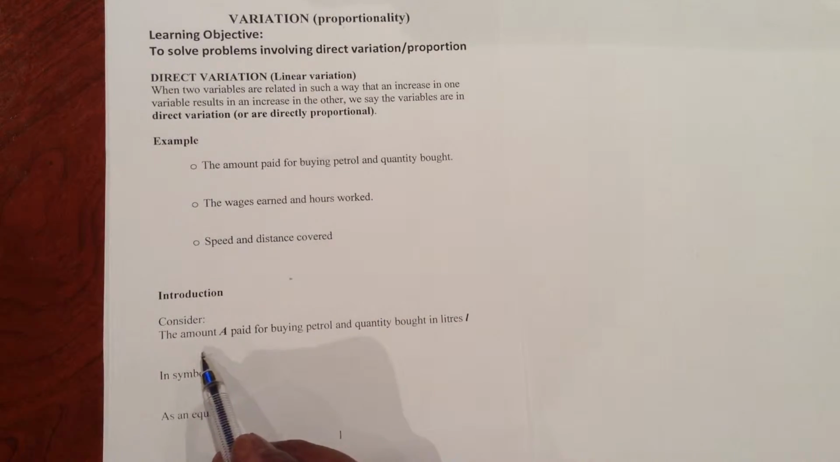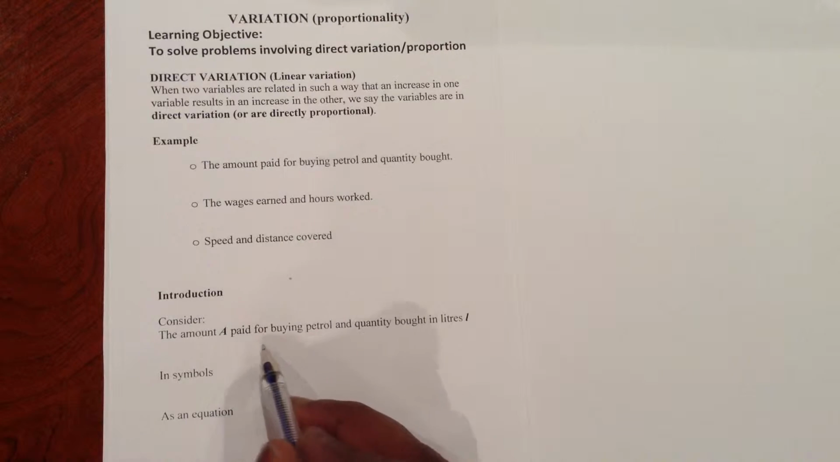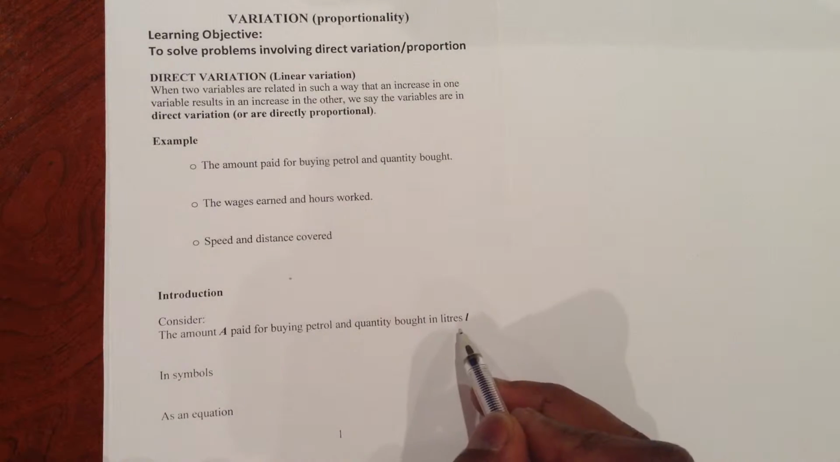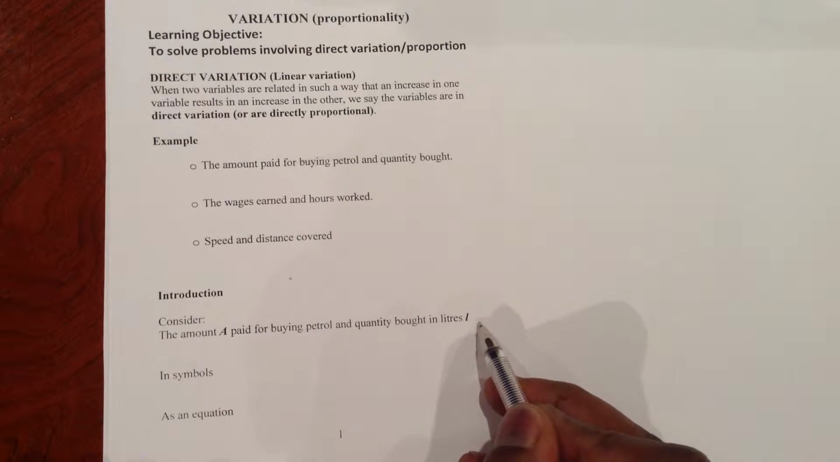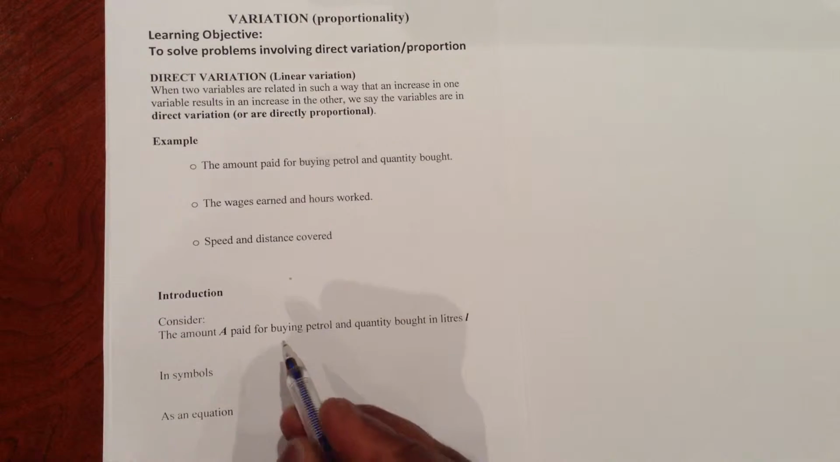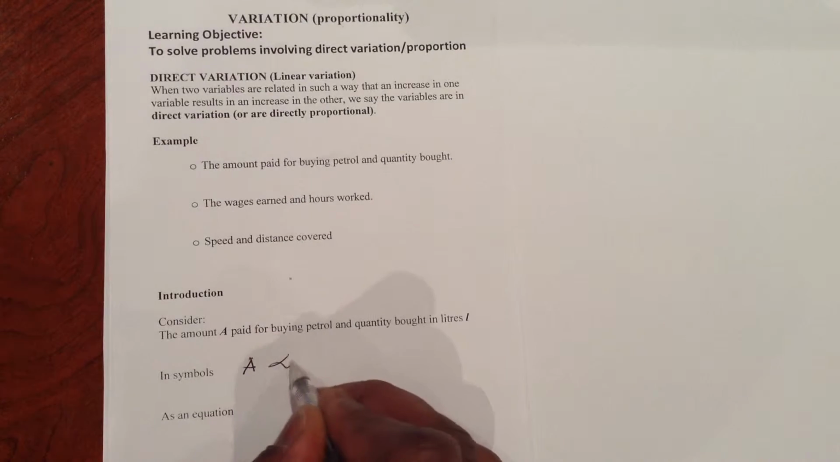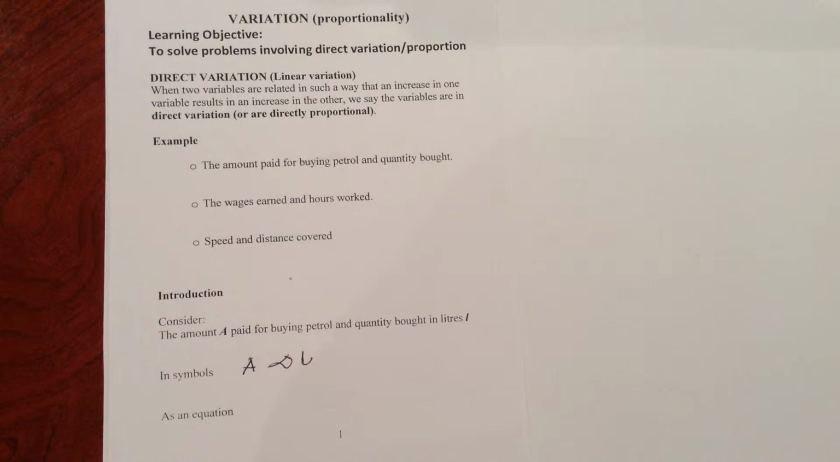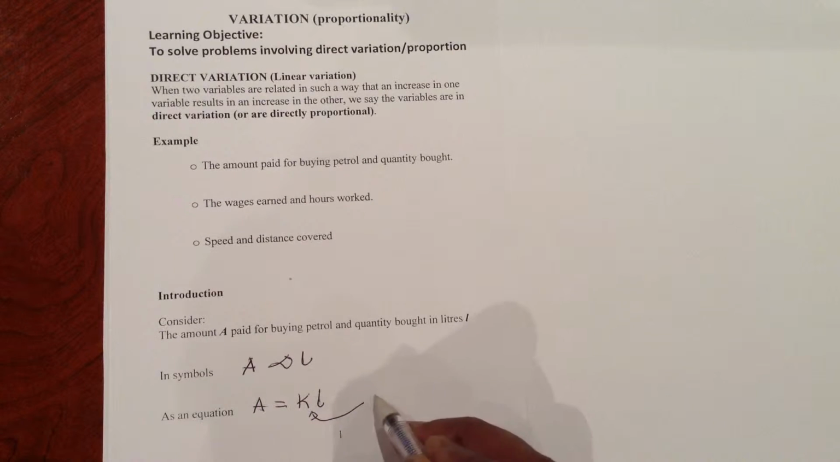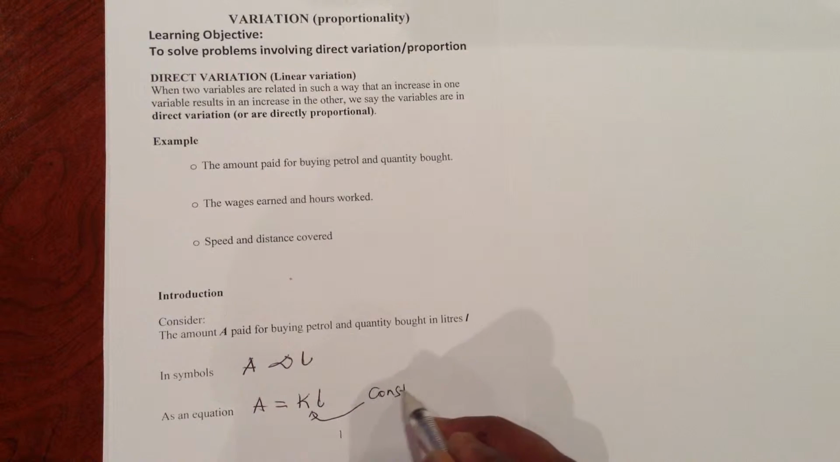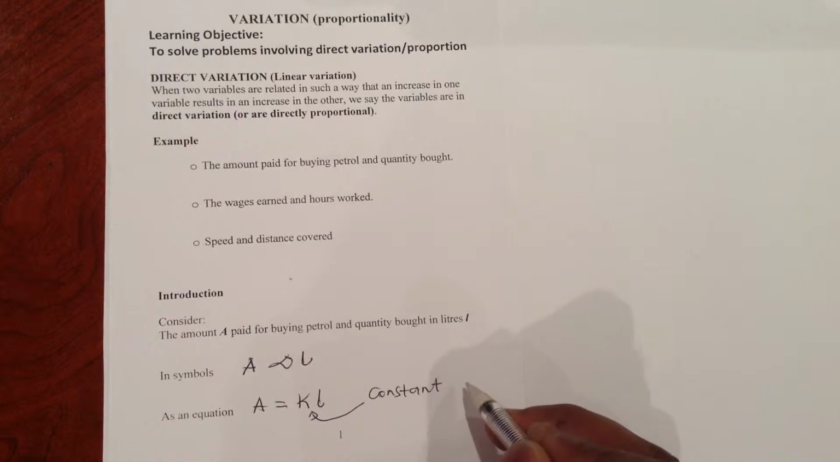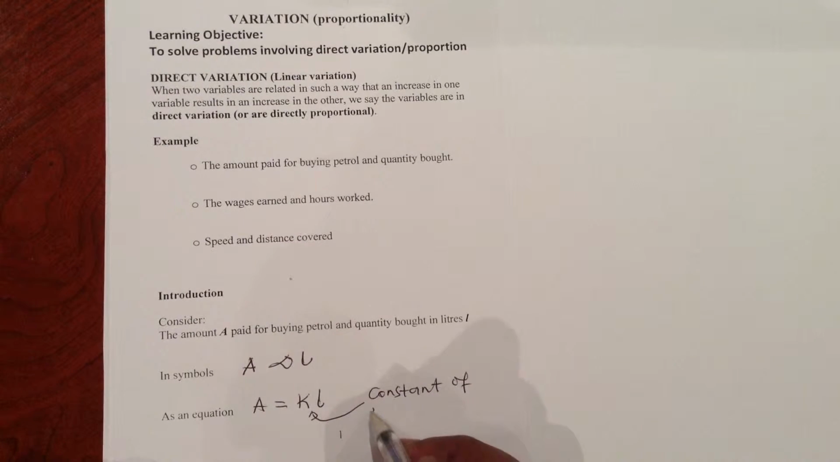Introduction. Consider that the amount A paid for buying petrol and quantity bought in liters is given by L. In symbols, we say that A is directly proportional to L. As an equation, we write it as A equals a certain constant times L. So K is referred to as the constant of proportionality.